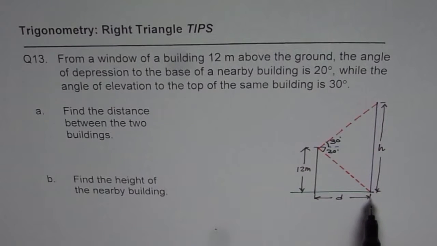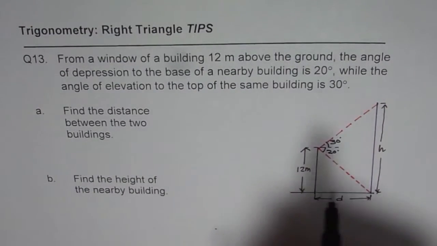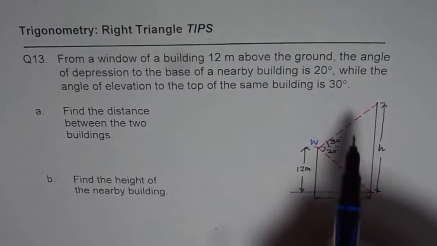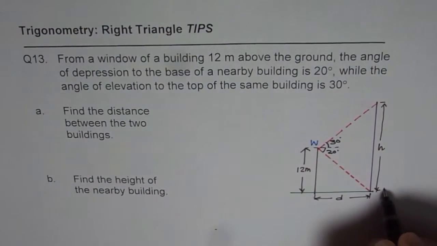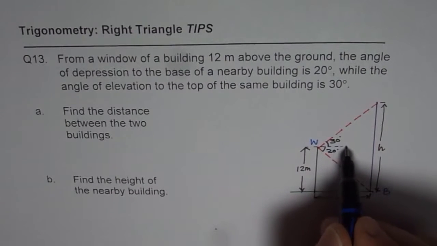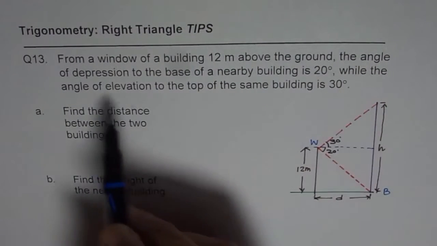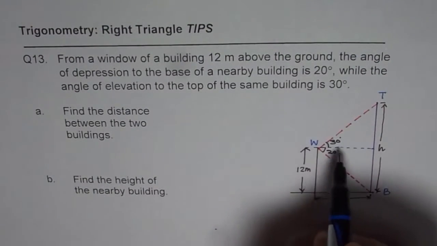Now, to solve this kind of question, let's read the question once again and understand what we need to find. It says, from a window of a building 12 meters above the ground. So that is the window. Let's call this W, window of a building. The angle of depression to the base of the nearby building is 20. Let's say this is the base. And the angle of depression is always with the horizontal. So that is the 20 degrees. While the angle of elevation to the top, let's say that is the top, is 30 degrees, right?